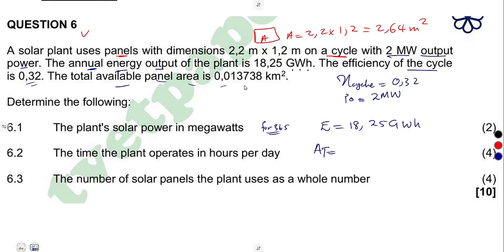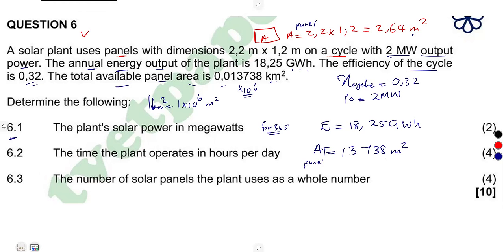panel area being this one in square kilometers. Remember, we have the area of a single panel here in square meters. So let's have the total area in square meters. 1 square kilometer is actually 1 times 10 to the exponent of 6 square meters. So we simply multiply by 10 to the exponent of 6, which is going to give us 13,738 square meters. That's the total available panel area for that panel. This is our total area.